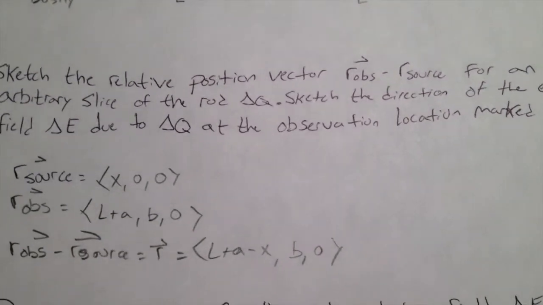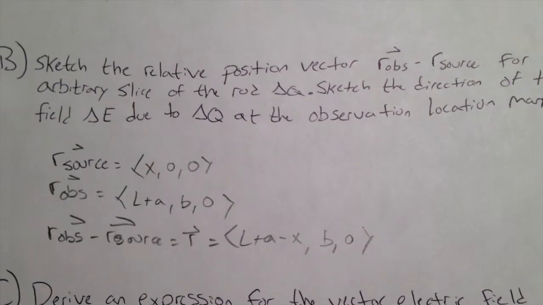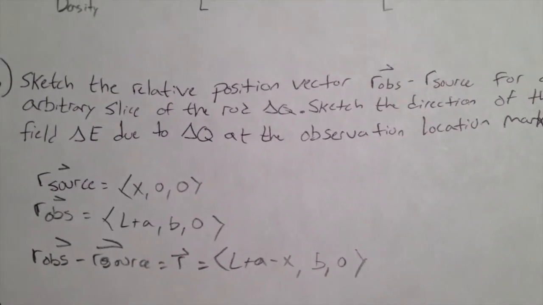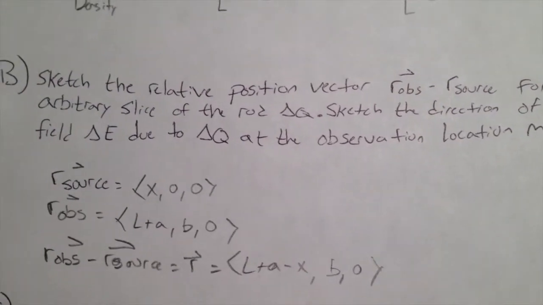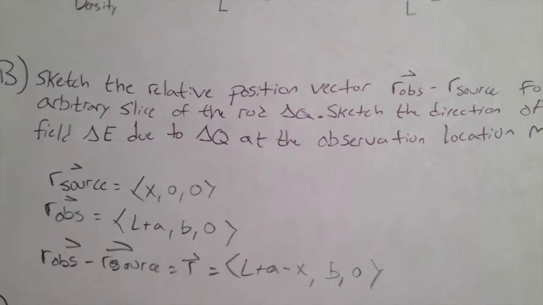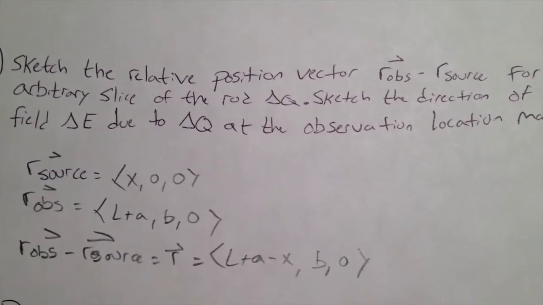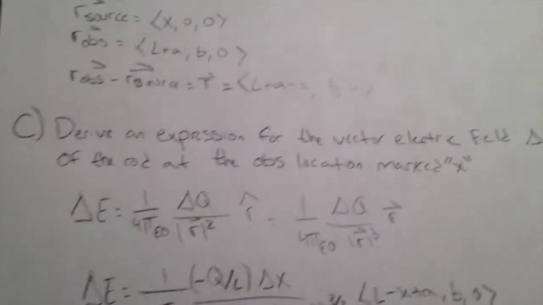So for this, we can actually just go through the relative position. We know that our relative position is going to be observation location minus source. We know our source is X, 0, 0, and our observation is L plus A, B, 0. So we pretty much just subtract those two vectors, and we get our R equal to L plus A minus X, B, 0.